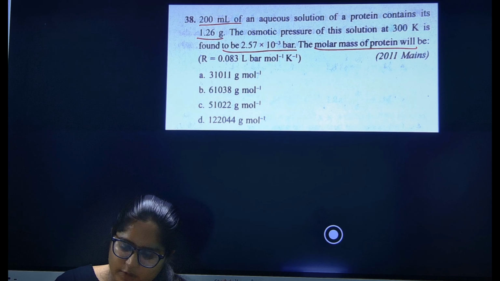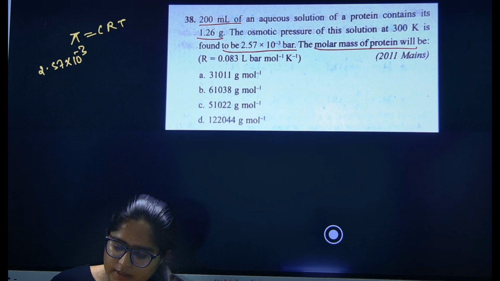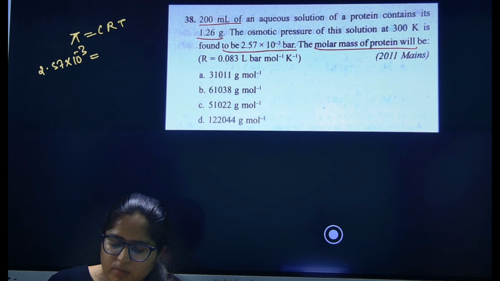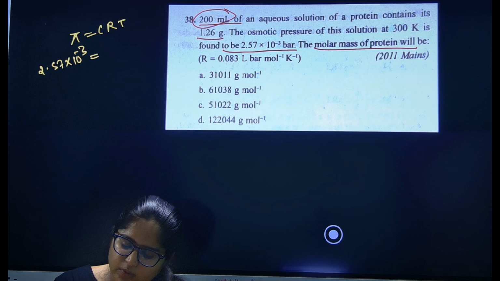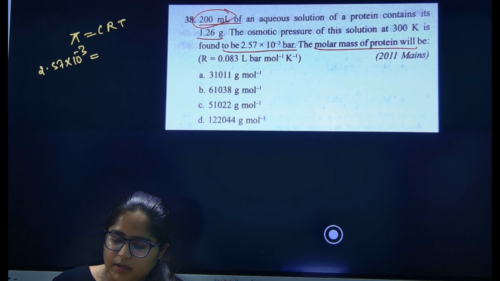So what is the formula for osmotic pressure? Pi equal to CRT. Osmotic pressure they have given 2.57 into 10 to the power minus 3 bar equal to concentration. How to find out concentration? Mole by volume. Mole is not known, volume they have given 200 ml. So 200 ml means we will multiply by 1000.